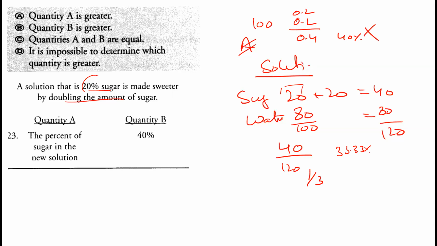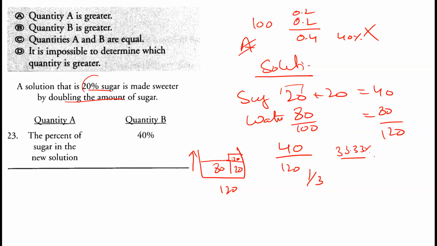Now this is wrong. Why? Because if we add sugar, then the total amount is also going up. If we had 80 water and 20 sugar, now we are adding 20 sugar more, so the total now is 120, not 100. If we just double 20%, we get 40%. And most of the students might say that both quantities would be equal. Now, no, this is not correct.